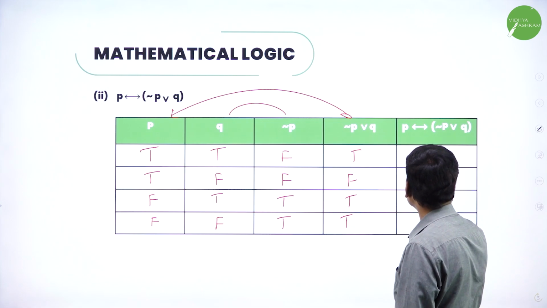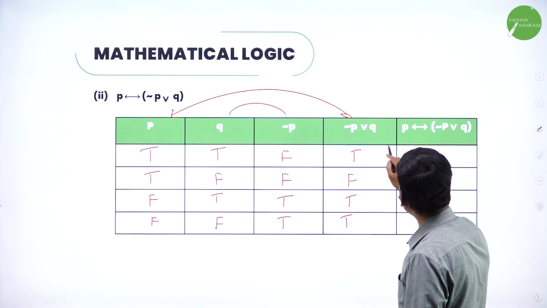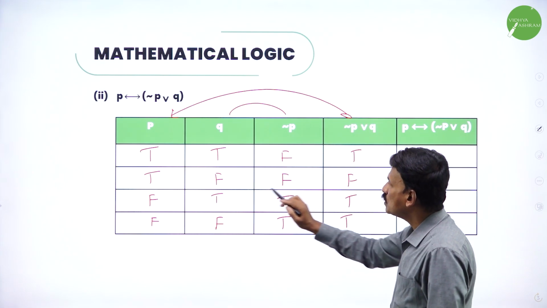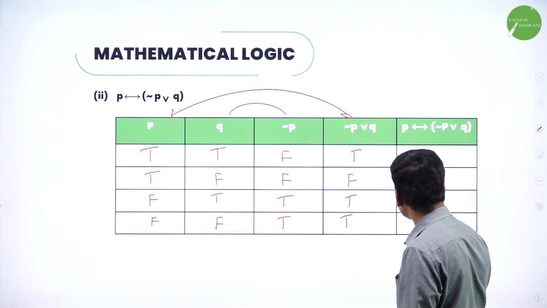So the biconditional for these two: true and true is true. True and false is false. False and true is false. False and true is also false. So for P and this: true and true is true, true and false is false, false and true is false, false and false is true.